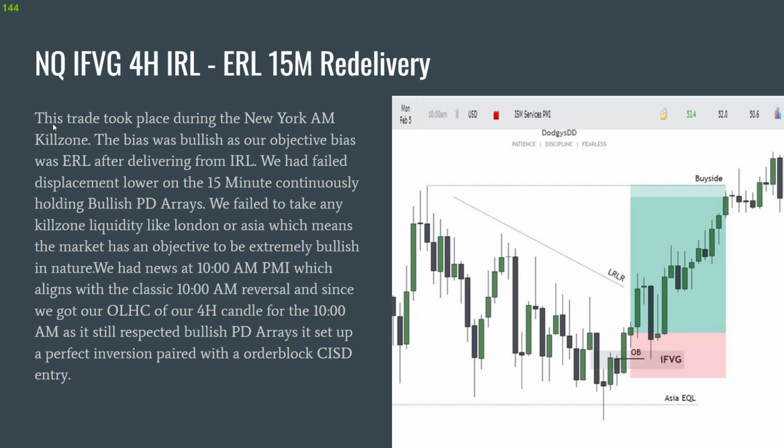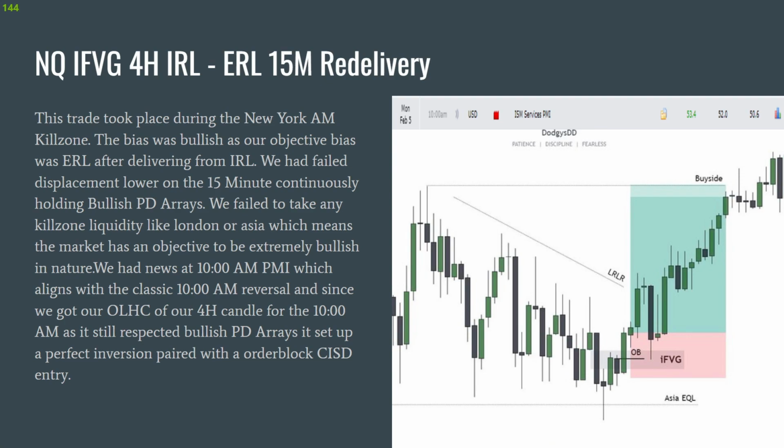The bias was bullish as our objective bias was ERL, external range liquidity, after delivering from internal range liquidity. We had failed to displace lower on the 15-minute, continuously holding bullish PD arrays. We failed to take any kill zone liquidity like London or Asia, which means the market has an objective to be extremely bullish in nature.